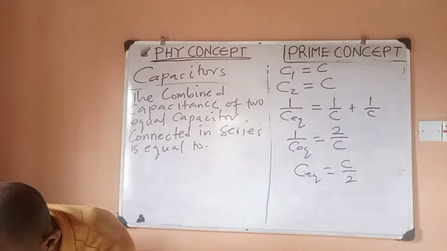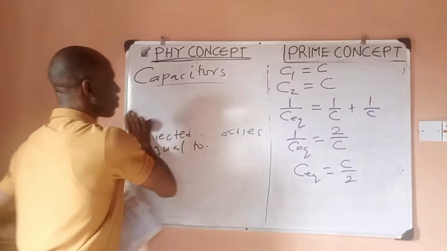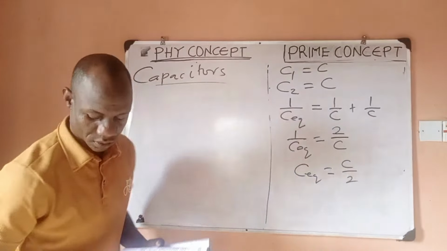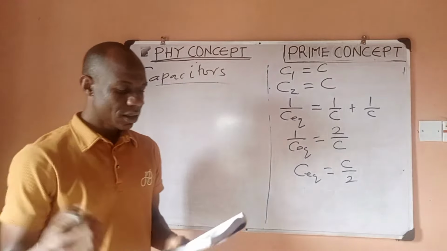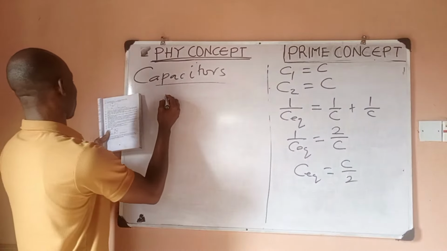Now let's take another problem quickly. Remember, we have to be fast. We're soon going to be done with capacitors. We get to direct current. So I have this diagram.